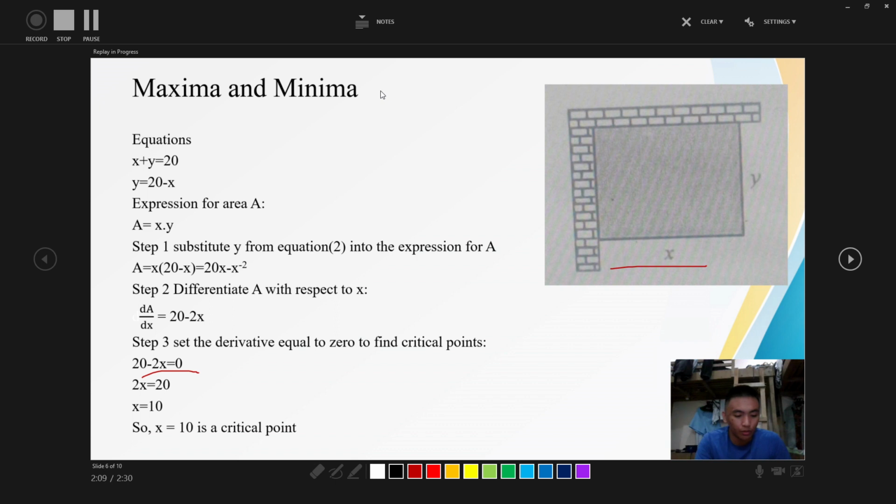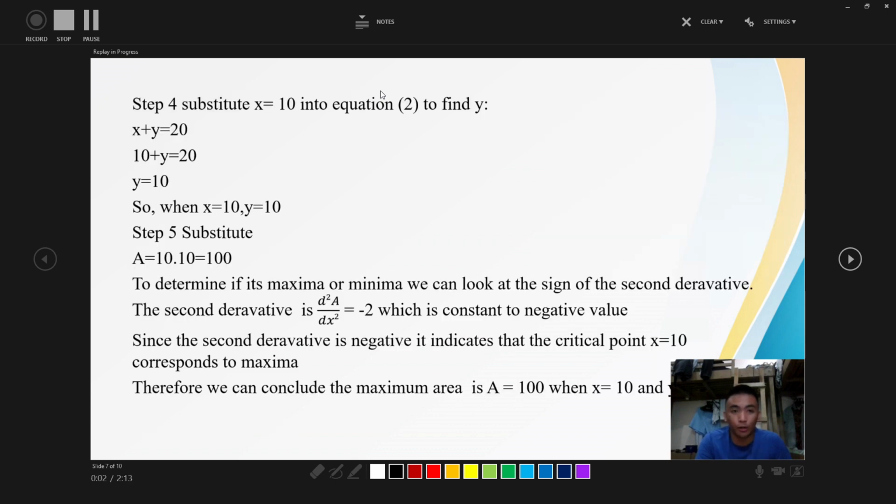So solving for x, we find that 10 is a critical point. The 10 is the critical point. So as we have found that 10 is the critical point, we will go to step 4, to substitute x equal to 10 into the equation of 2 to find y.